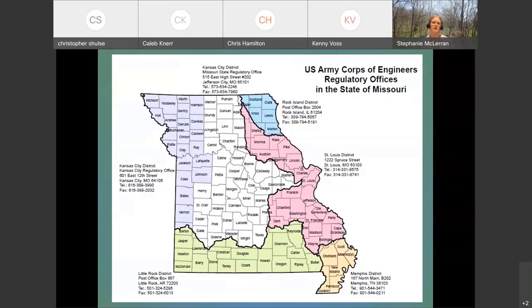And sometimes it's better to have more information than not enough right off the bat, so that you can get your permit faster rather than have it sit and then get more questions asked by the Corps. Makes sense.